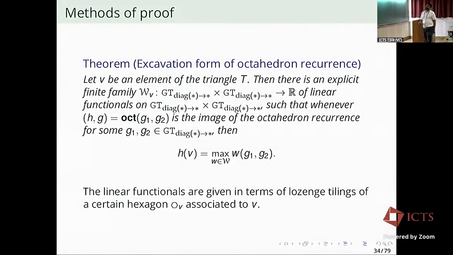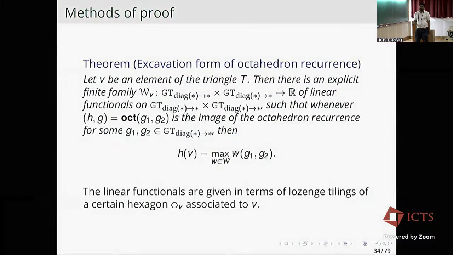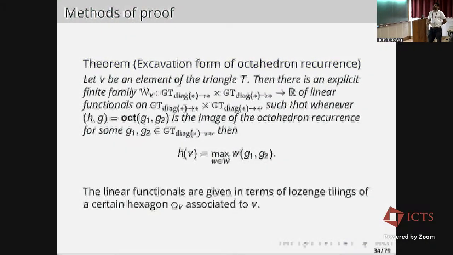Okay, so it turns out that this octahedron recurrence has a form involving the maximum over certain linear functionals. So for every entry in the augmented hive, you can ask what is the value taken by a pair of Gelfand-Tsetlin patterns, and that particular value has this form. The value of a hive vertex is the maximum of a set of linear functions of the pair of Gelfand-Tsetlin patterns. So it's a convex map in particular.